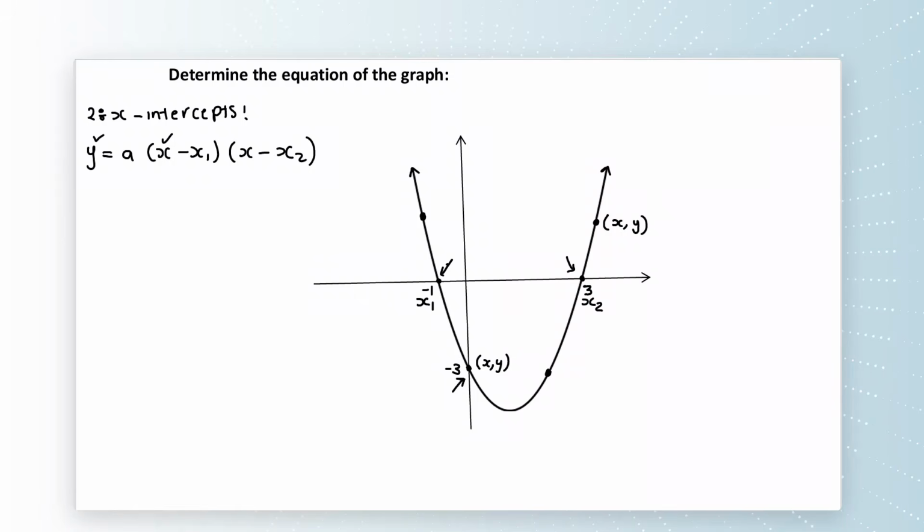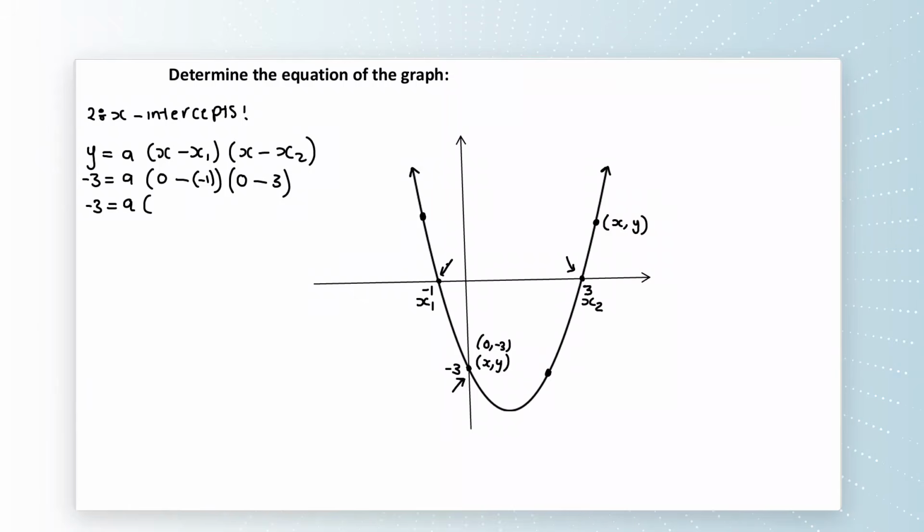All right, so let's go ahead and substitute so that we can work out the value of a. From this coordinate, we can see that x is 0 here, since it's the y-intercept, y is negative 3. So y is minus 3, a, x is 0, minus x1 is minus 1, close, x is 0, minus x2 is 3. I hope you're still good here. Now, multiply and work out the value of a.